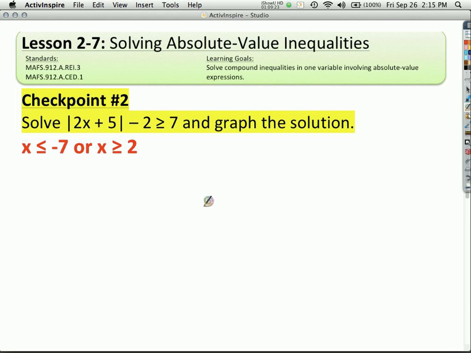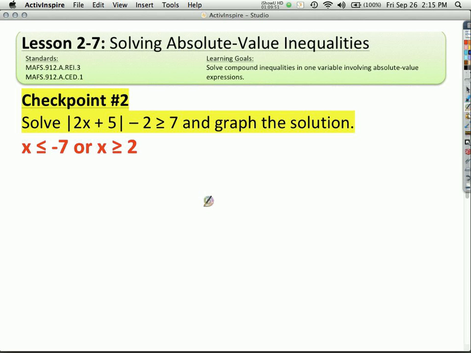So give me a thumbs up if you got the question correct. Okay, good. Put your thumbs down. So if you didn't get it correct, there is someone on your team who did. And so what your job is now is to take one of their papers, with their permission, and compare your work to theirs, and see where you went wrong.